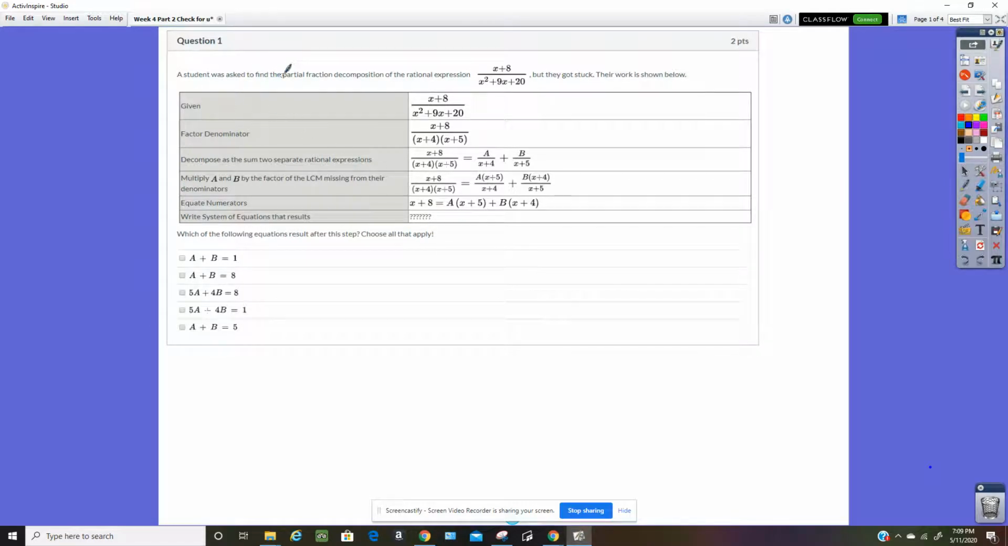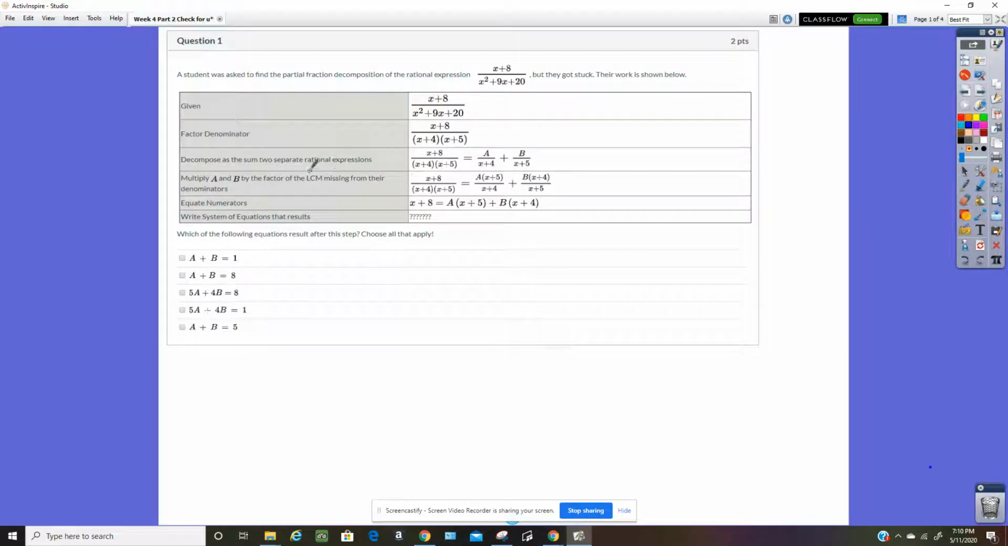So the student was asked to find the partial fraction decomposition of the rational expression (x + 8)/(x² + 9x + 20). But they got stuck. The work is shown below. So here's the given problem. Then you factor the denominator. So you find the factors of 20 that add up to 9, or 5 and 4.